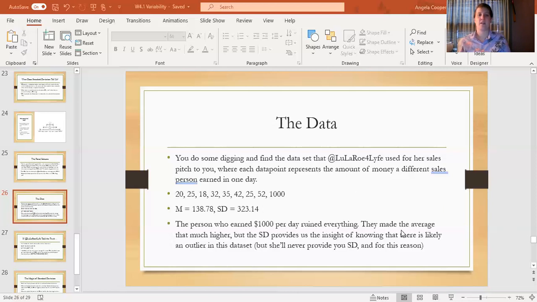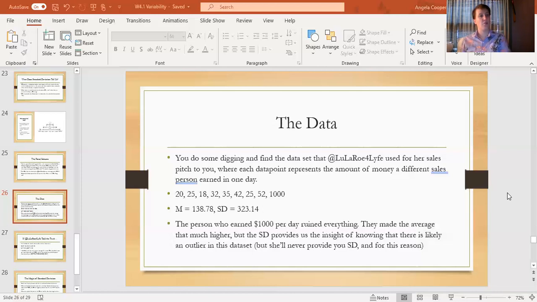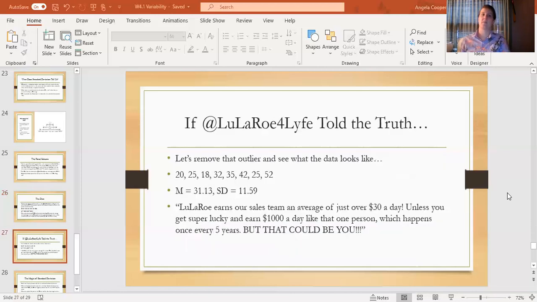That's garbage. So the person who earned that $1,000 ruined everything. They jacked up the mean. They also jacked up the standard deviation. But that mean sounds so enticing. Oh, you can earn an average of over $100 a day. So when you remove that one person who earned $1,000, the mean is actually $31 a day. The average that each salesperson made in a day was about 30 bucks.